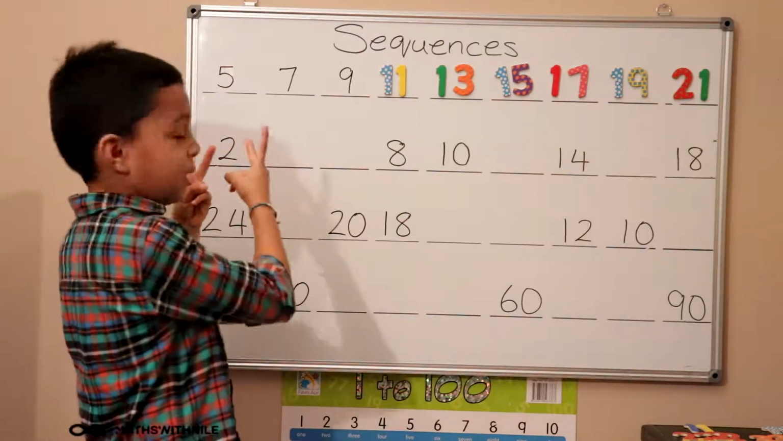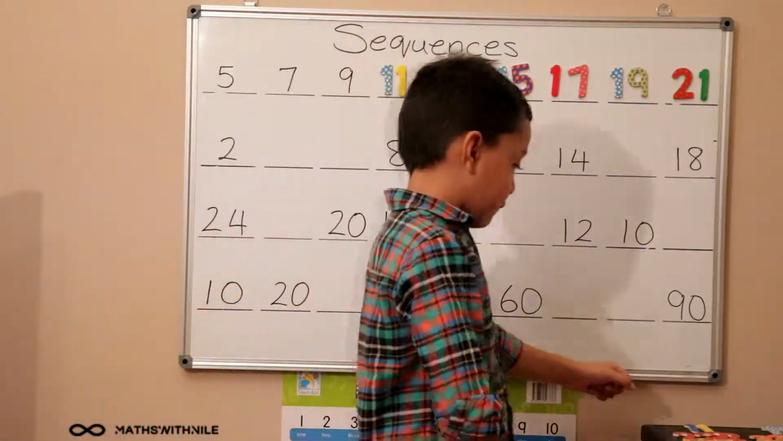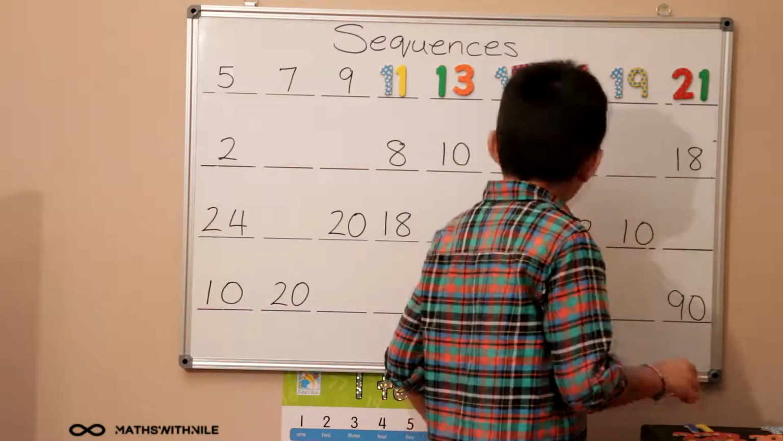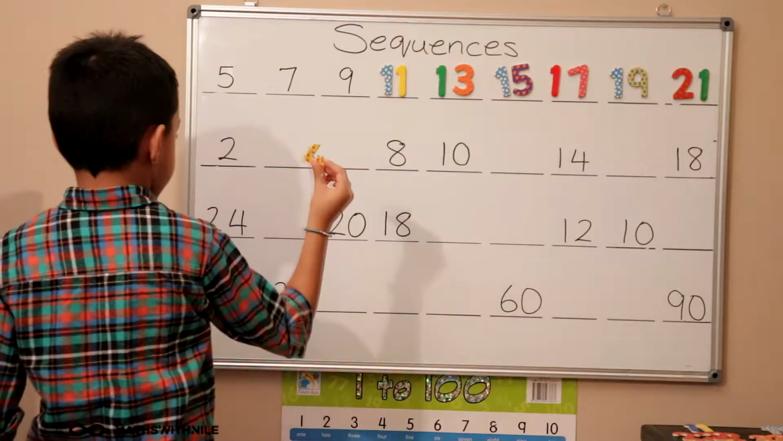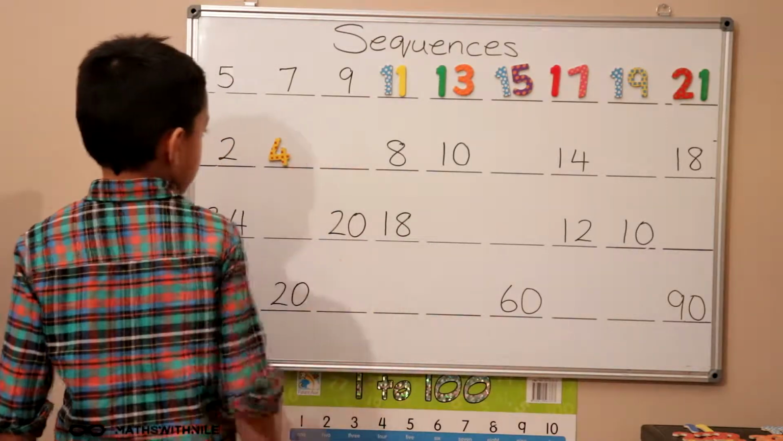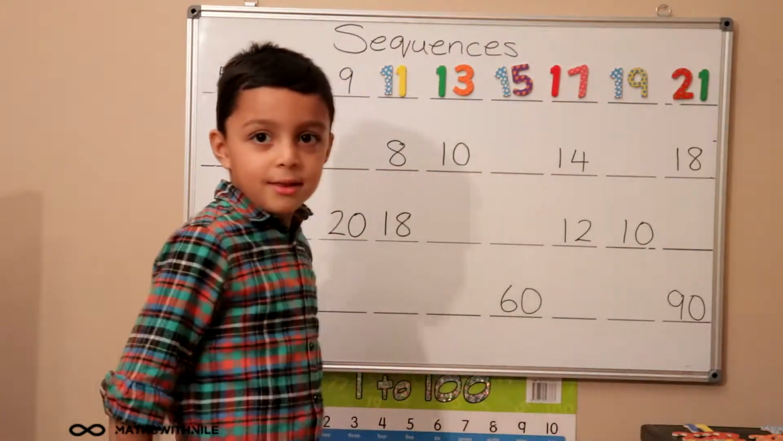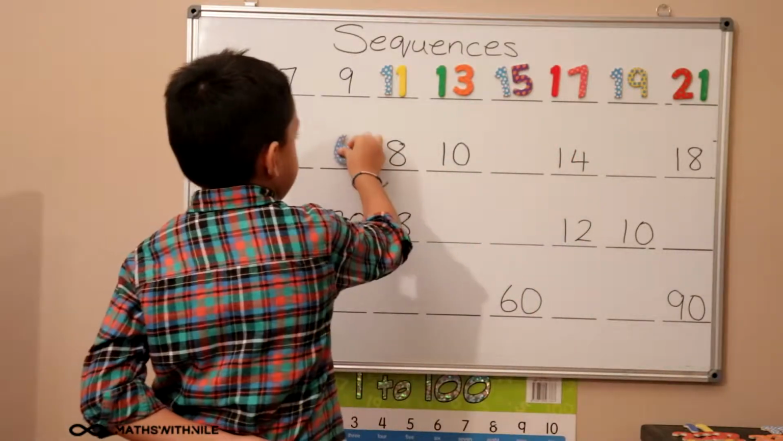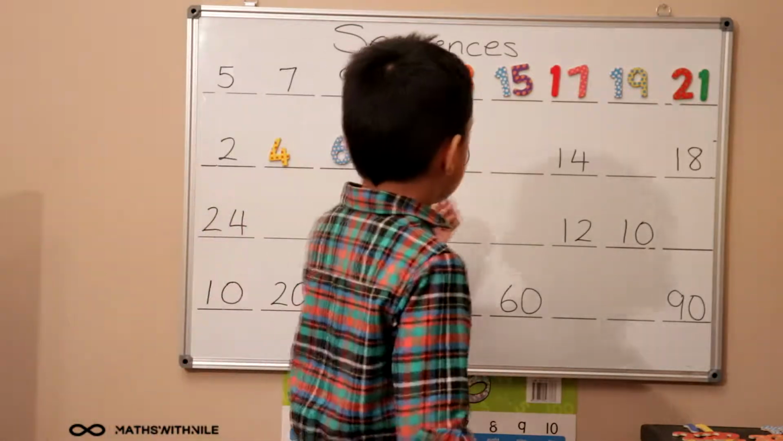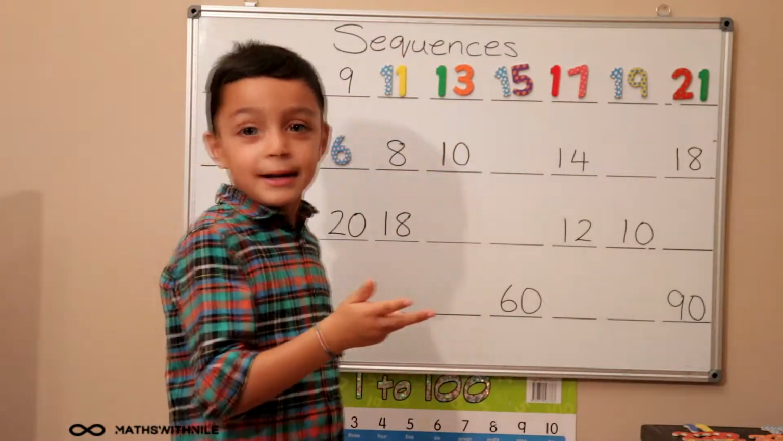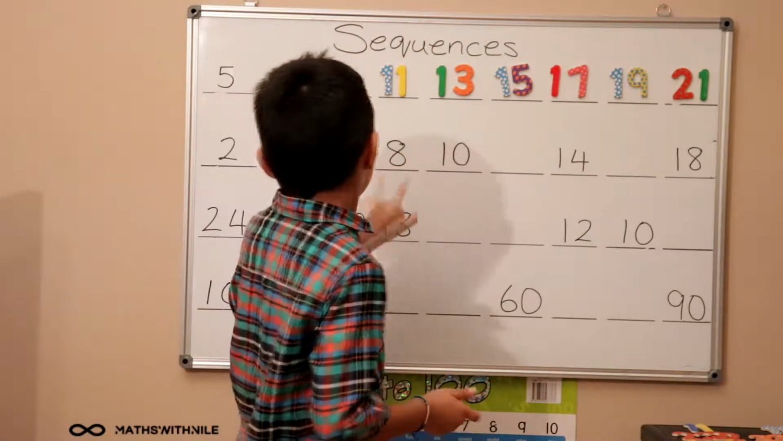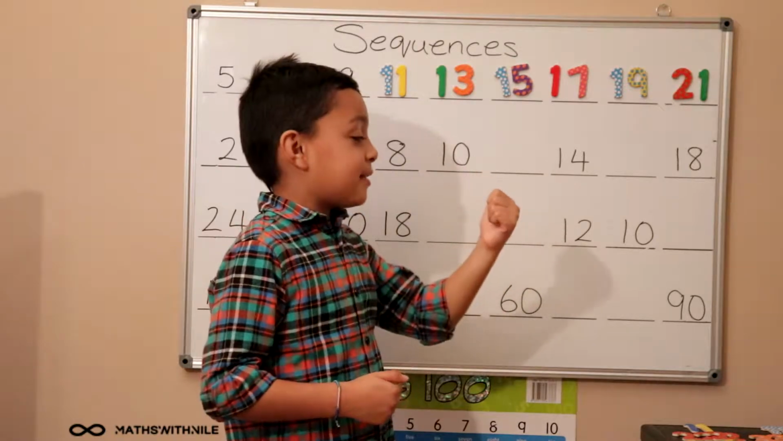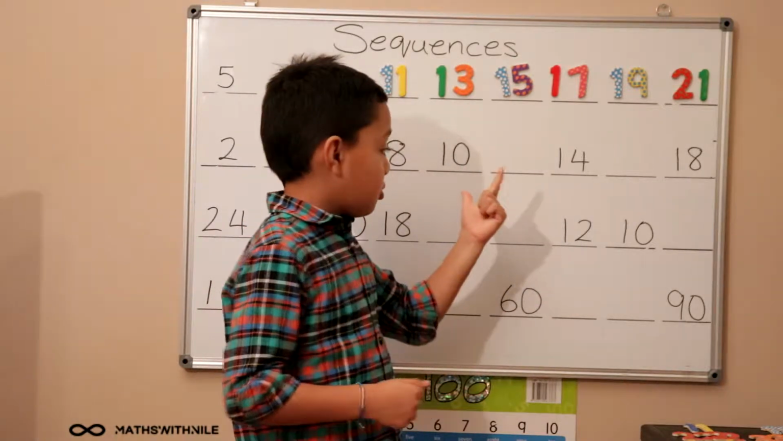2 plus 2 is 4. So 4. 2, 4, 6, 8, 10. So we're adding 2 again, but instead it's from the even numbers. So 10, 11, 12.